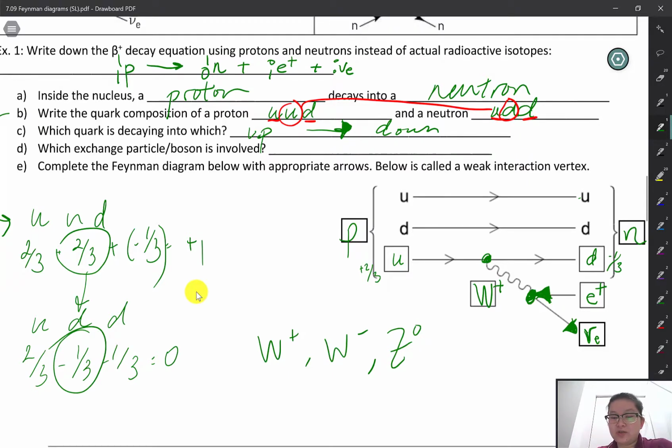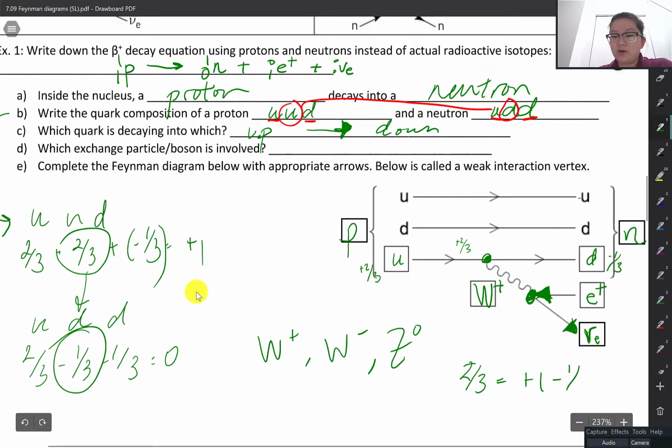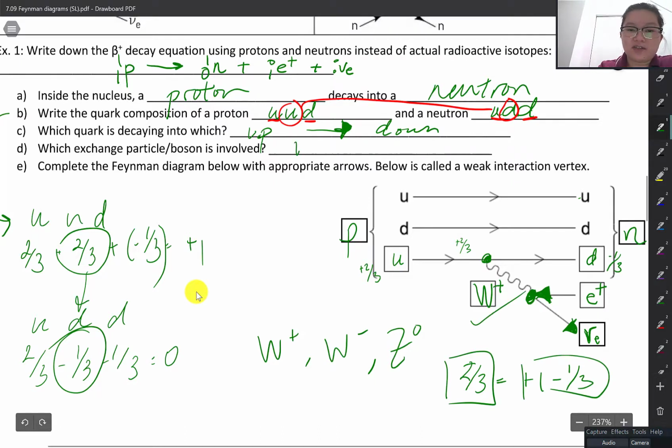And we can just use this to check. We have a +2/3 coming in, it loses a +1 charge into the W plus boson, and yes, it will give us a -1/3 charge. So 2/3 is equal to +1 minus 1/3. Okay, so that's our charge conservation, and it works. Therefore, this mediator boson exchange particle has to be W plus. Okay, so there we go. There's the beta plus decay equation.